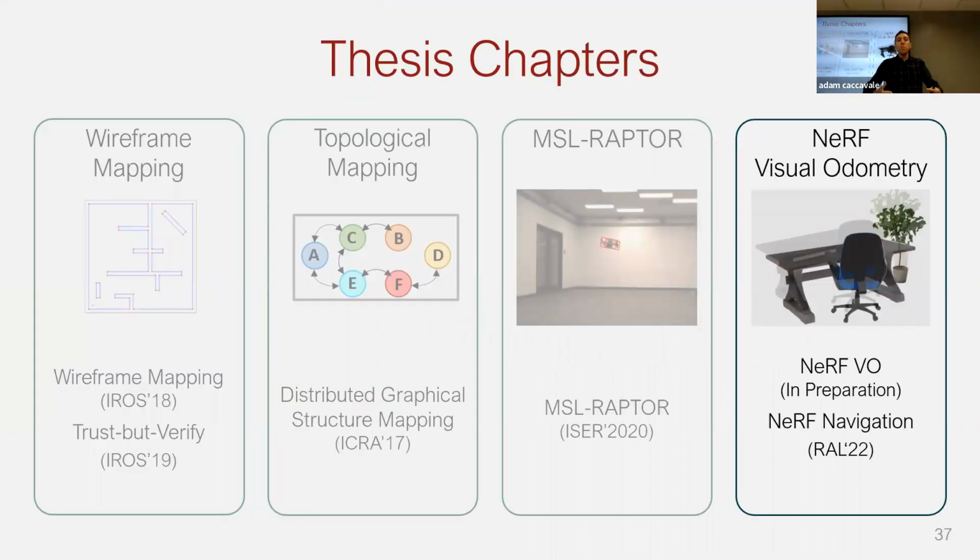All right, so at this point, I've talked about wireframe mapping, which is a way for robots to create a big sparse map. Then I talked about MSL-RAPTOR, which was a way for our lab's drones to track other objects in their vicinity. Now I'm going to talk about NERF visual odometry, which again is trying to localize objects in its environment, but also at the same time estimate its path through that same environment.